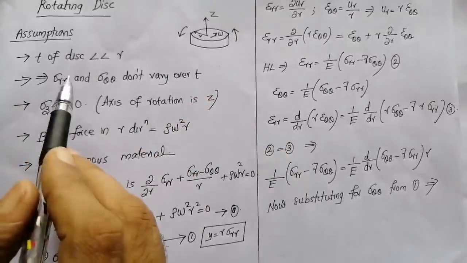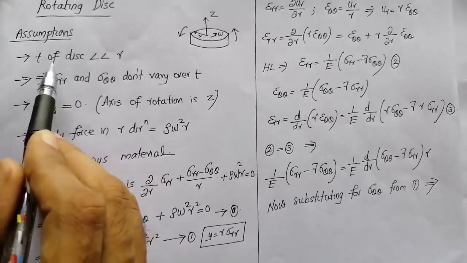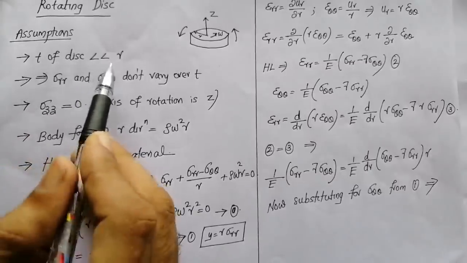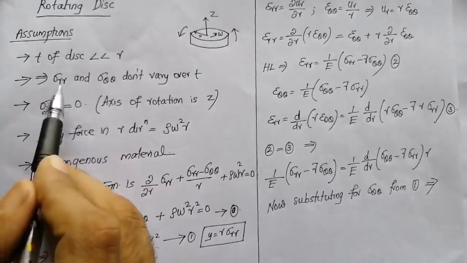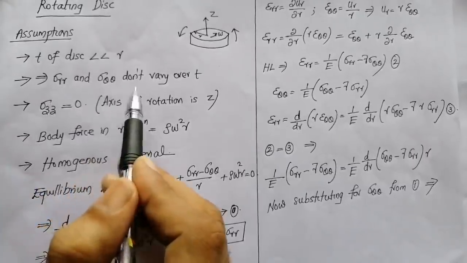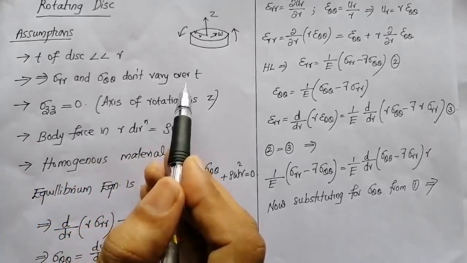Now, what are the relevant assumptions? The thickness is very small compared to the radius. When the thickness is small, sigma rr and sigma theta theta do not vary with the thickness. That is the second assumption.